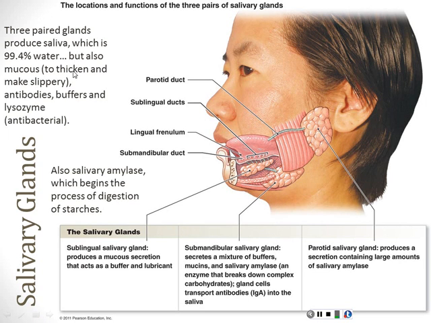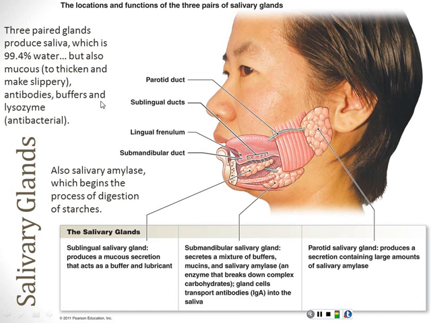All three of these pairs produce the same thing, which is saliva. Saliva is 99.4% water, but what makes it interesting is the non-water parts. There are some proteins present to make it mucus-like, so it's actually slipperier than water, and a little thicker than water as well. There are also antibodies in saliva that help to fight off bacterial pathogens that might be in the food that we eat.